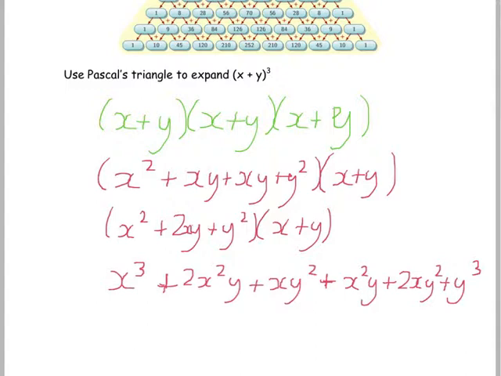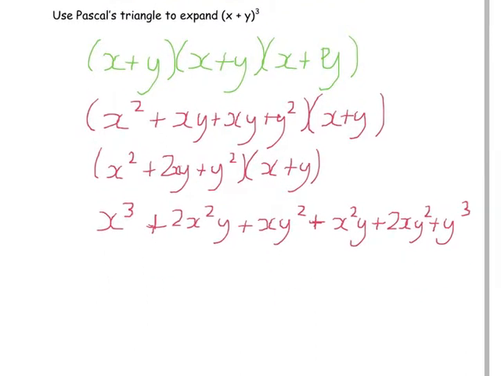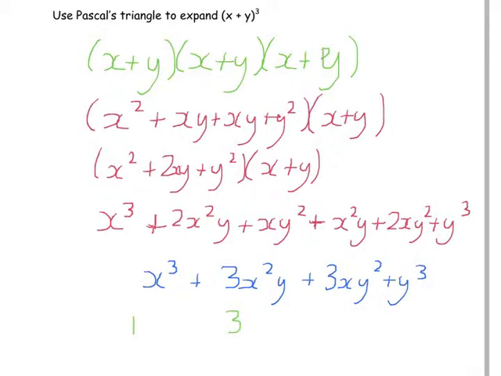And if we collect together like terms in this line here, we're going to have x cubed plus, so x squared y, we've got 3 of them, xy squared, we've got 3 of them, and we've just got the y cubed. Now if you look at the coefficients, now the coefficients is the number in front of each of these terms. We've got 1, we've got a 3, we've got a 3, and we've got a 1.